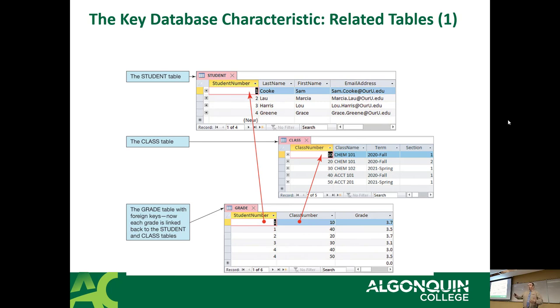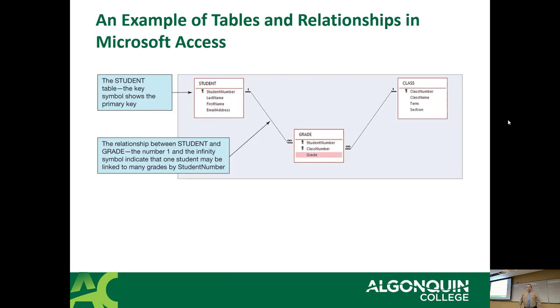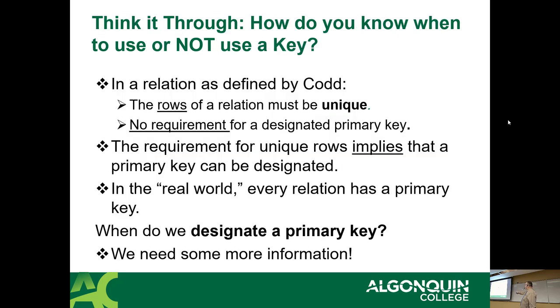Okay, so how do you know when to use or not use a key? There's a data scientist, his last name was Codd, C-O-D-D. No, there's no two Ds on a fish, just one D for a fish. Essentially, he was the creator of something called relational algebra. So he created an entire field of math that had to do with how data relates to other data.